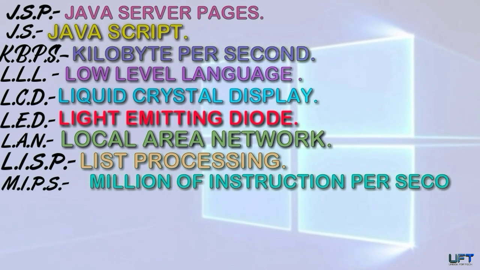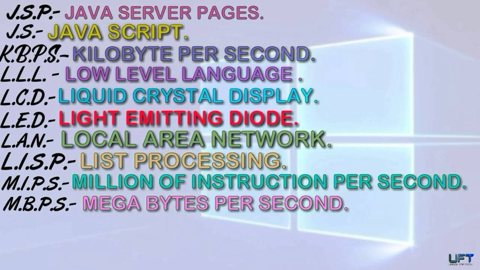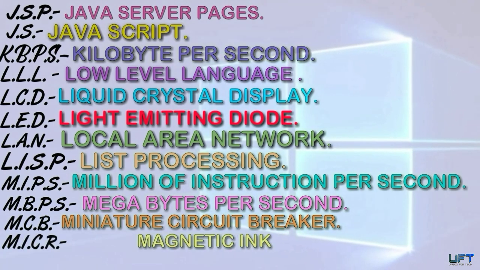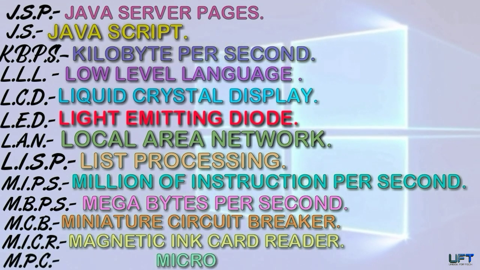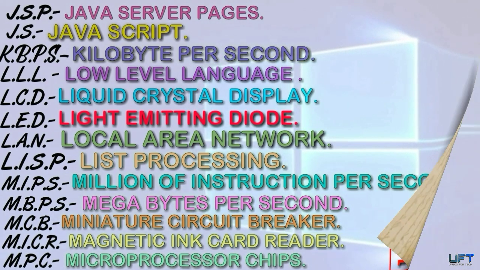MIPS stands for Million Instructions per Second. Mbps stands for Megabyte per Second. MCB stands for Miniature Circuit Breaker. MICR stands for Magnetic Ink Card Reader. MPC stands for Microprocessor Chips. Let's go on 11th page.